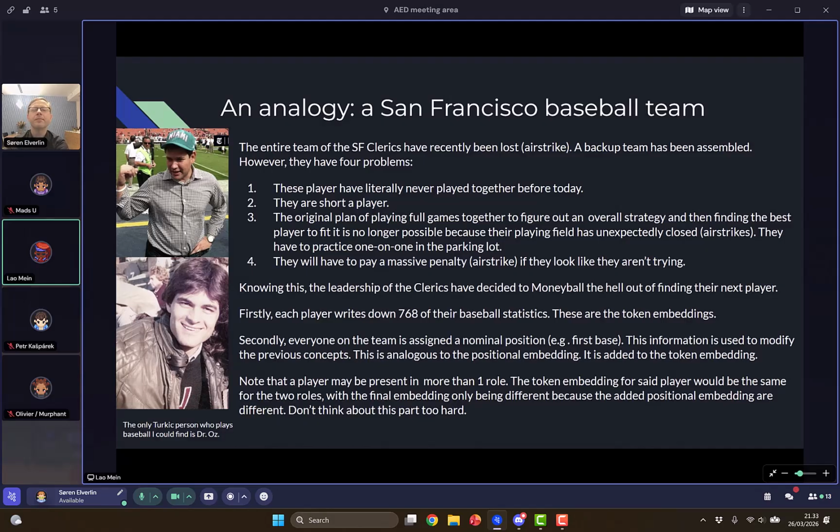Unfortunately, the players in the new team have literally never played together before today. They're also missing a player who they will have to figure out who to hire as they practice. And that is the entire point of this exercise. You have a bunch of people who never met before. They don't know how to cooperate and form a coherent game plan, and they have to figure out which player to hire out of a total of 50,257. So that's a problem.